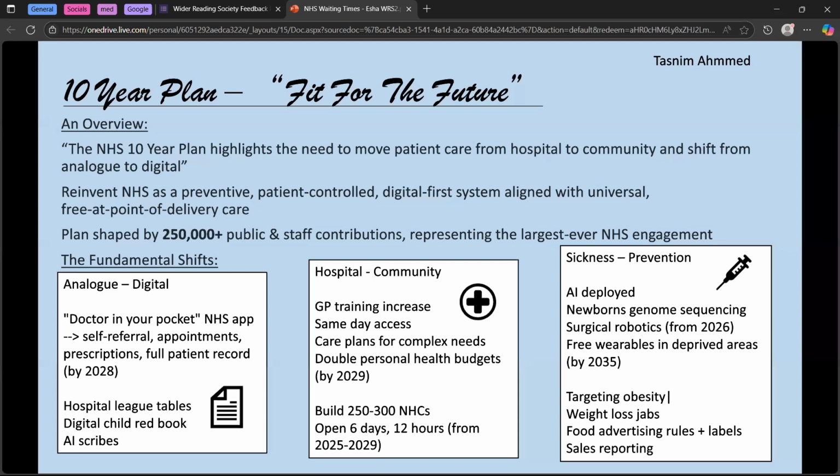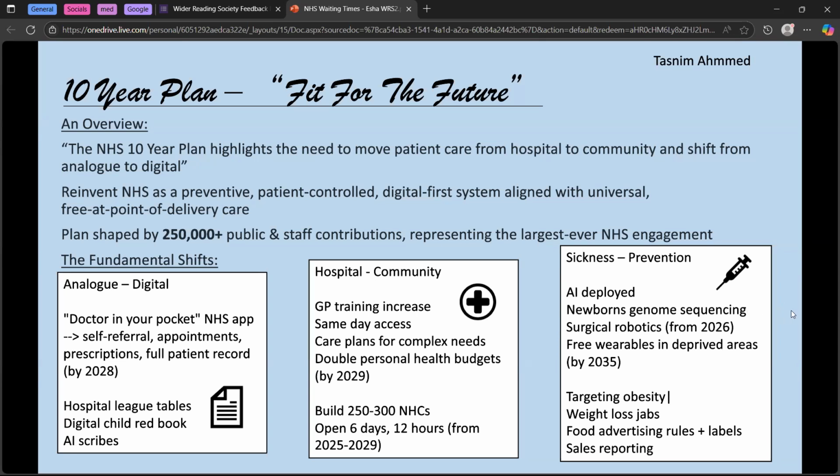So the 10-year plan, Fit for the Future. This is just a plan by the NHS which highlights the need to move patient care from hospital to community and create a shift from analog to digital. This was said by Dr. Rafia Aptab, a GP working at Riverside Surgery, and it said that it will facilitate more efficient and appropriate patient care and therefore help reshape the structure and function of our NHS.